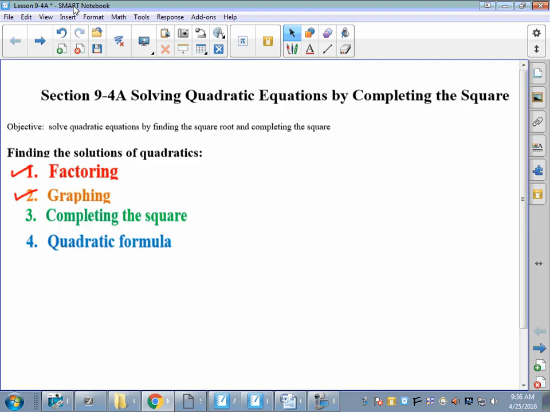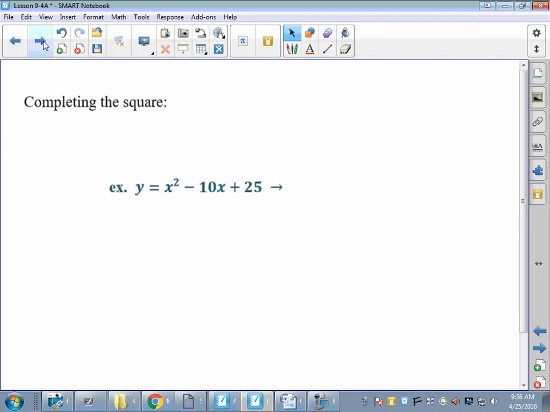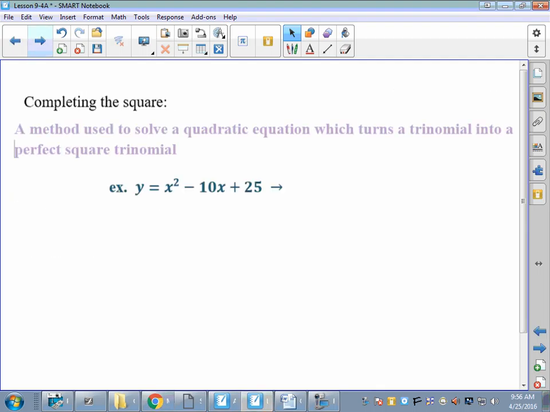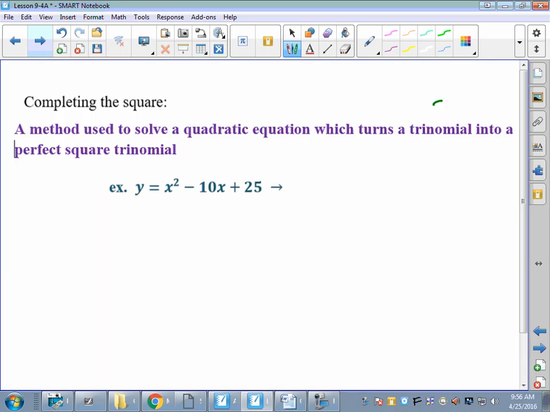We've got a section 9.4a and a 9.4b. So completing the square is a method used to solve a quadratic equation. It turns a trinomial, 3 terms, into a perfect square binomial. Better fix that. To a perfect square binomial. This is from when we were doing vertex form. I'll put similar to vertex form. And this is where we would go to a factoring shortcut.